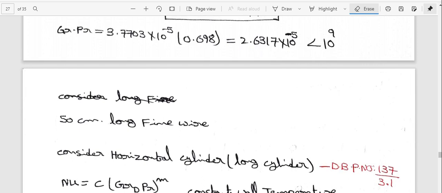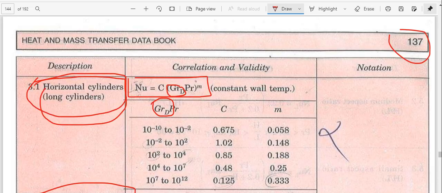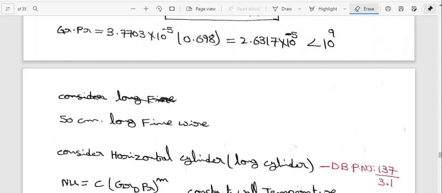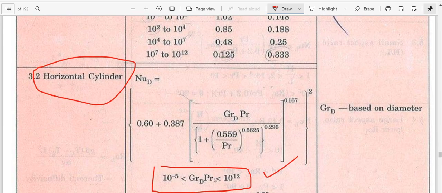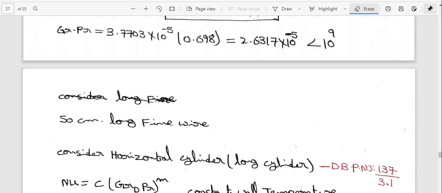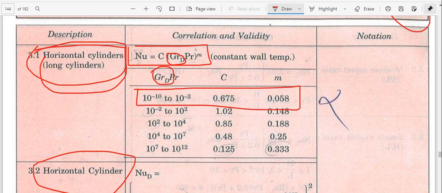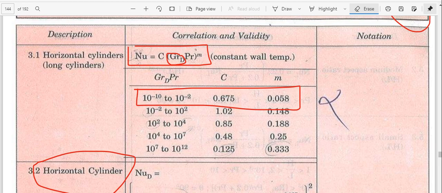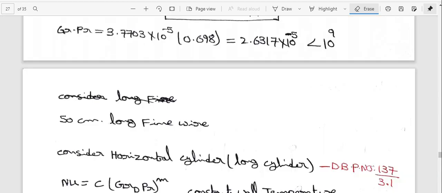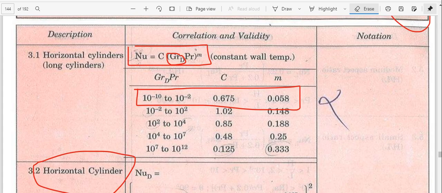So for the 50 centimeters long fine wire, consider data book page number 137. This value is also less than 10 power 9, so first of all we need to check these two values. I am considering this table. The Gr Pr value is 2.6317 into 10 power minus 5. So now I am considering this formula.